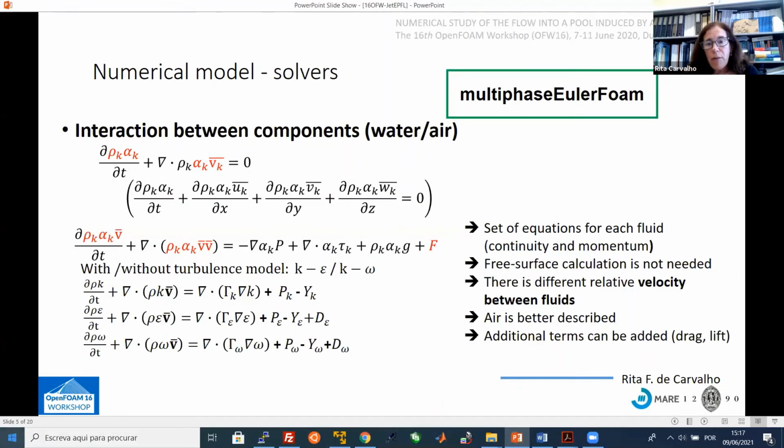The multiphase OpenFOAM solves a set of equations, continuity and momentum for each fluid, and we use the solver in ESI that is available. With this, the free surface calculation is not included because we have different phases that interact and mix, and each cell has its own percentage of fluid. So the air is better described. We can also add other terms such as drag and lift and so on.